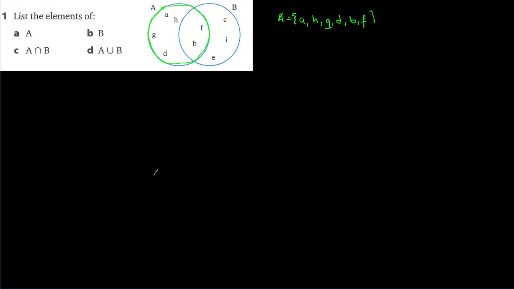So the second part is coming here, the B. Here, this is the B diagram. B is equal to B, F, which are common, then C, I, and E. Okay, these are the letters. We found the sets A and B. Now we are going to find the intersection. It's obvious that A intersection B is equal to B and F. And A union B is going to be all.